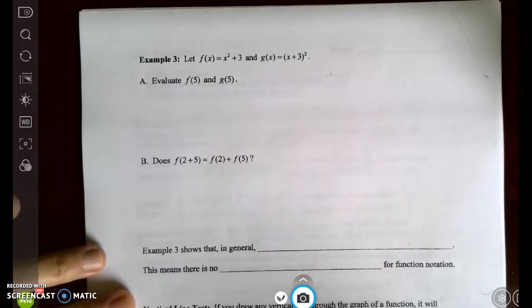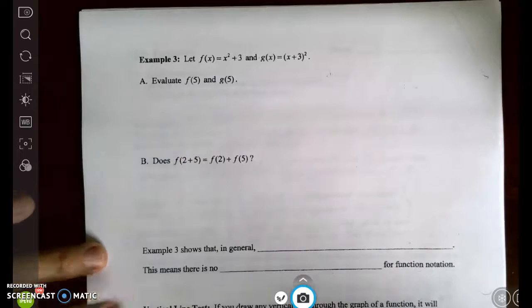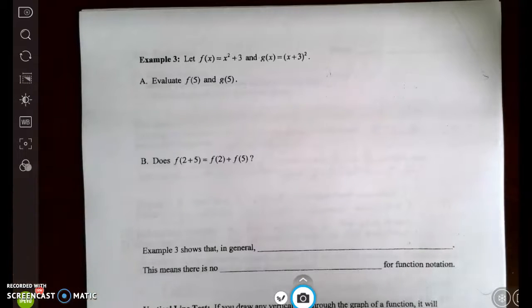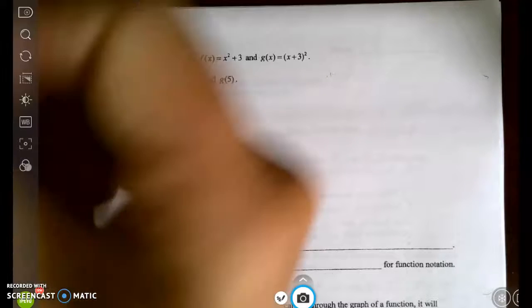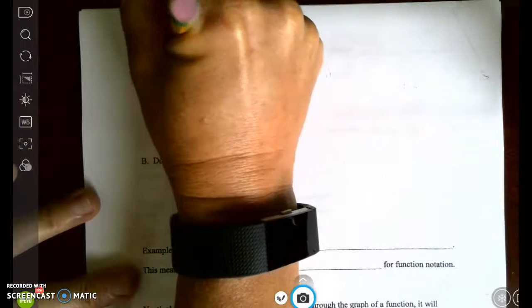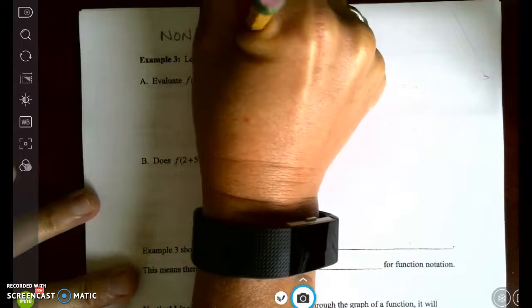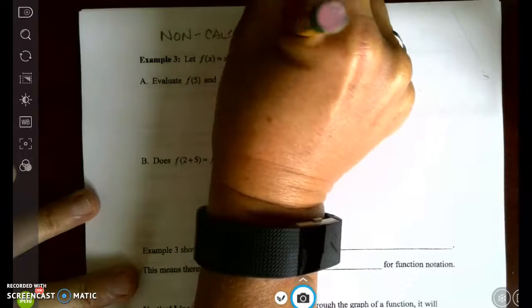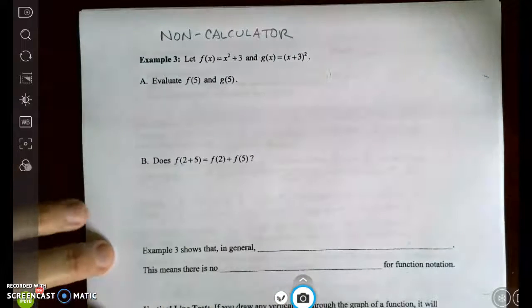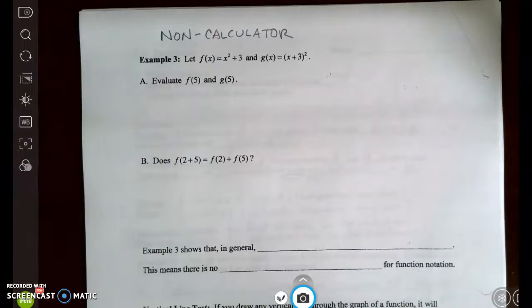So now we're going to do example 3, and all of these examples on this page of notes are non-calculators. I'm going to write that at the top of this page, that this is a non-calculator page. Right, and we're going to be looking at functions. f of x equals x squared plus 3, and g of x equals the quantity x plus 3 squared. We're asked to evaluate each function.